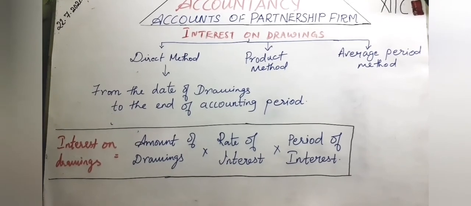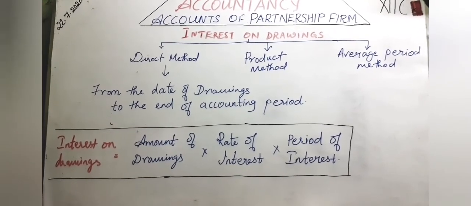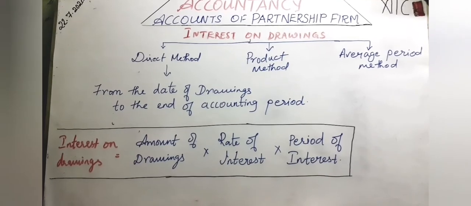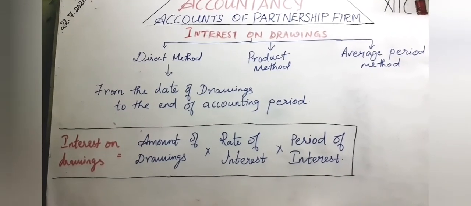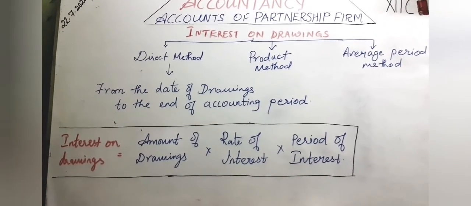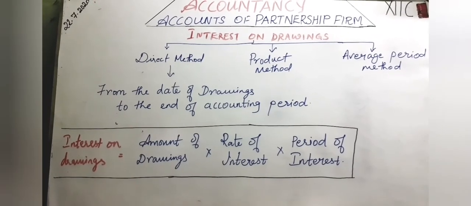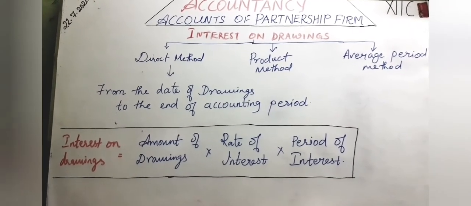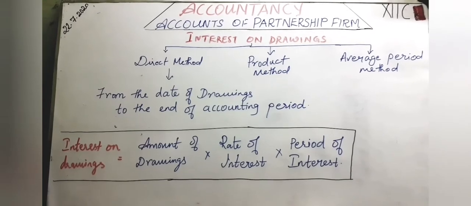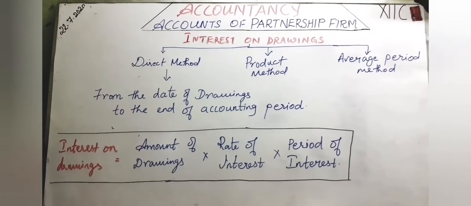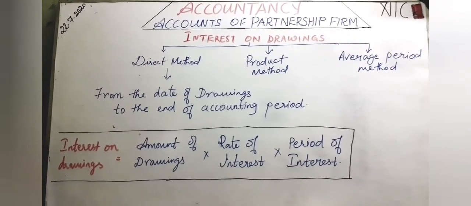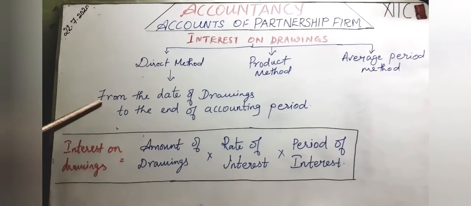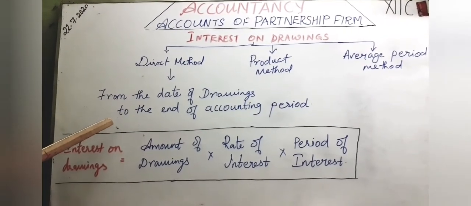Okay, now interest on drawings is calculated in 3 methods. We will follow the direct method, product method and average period method. First, let me explain to you what is the direct method. In the direct method, the drawings amount will be calculated or it will be given in the question. You have to calculate interest on drawings by taking the date of drawing to the end of the accounting period.